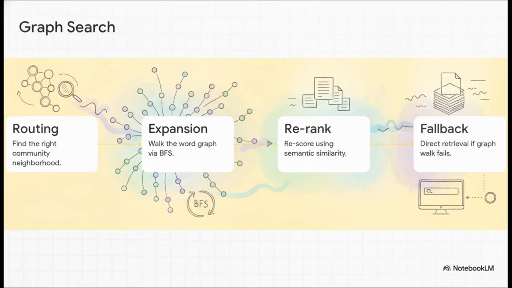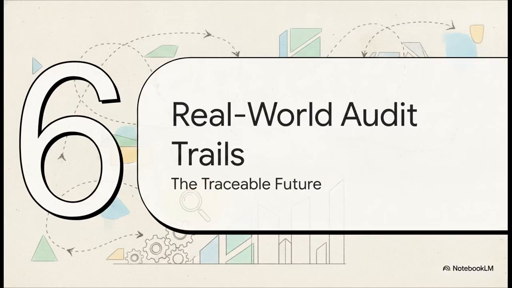Okay, so when you finally ask a question, the graph search pipeline flows through these 4 specific steps. First up, community routing. The system looks at your query and basically asks, okay, which neighborhood are we in? Next, graph expansion. It walks the word graph using a breadth-first search, or BFS, exploring related concepts layer by layer, but strictly staying on the approved paths that you built. Third is semantic re-rank, where the candidate chunks are rescored so the absolute most precise meanings float right to the top. And finally, a direct fallback. That's just in case the graph walk finds nothing, ensuring you still get a graceful result instead of just an empty screen.